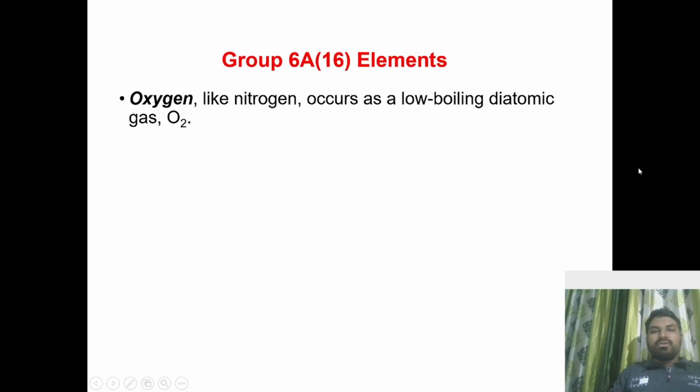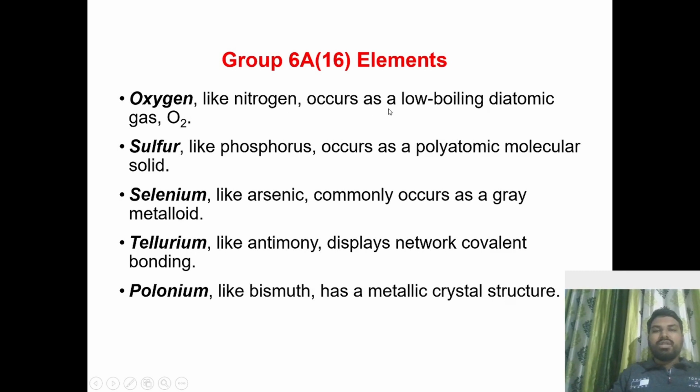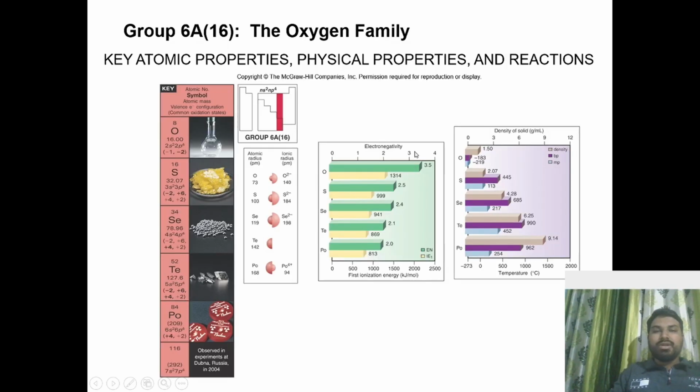Structures of group 16 elements, that is the oxygen family. Oxygen, like nitrogen, occurs as a low boiling diatomic gas, O2. Sulfur, like phosphorus, occurs as a polyatomic molecular solid. Selenium, like arsenic, commonly occurs as a gray metalloid. Tellurium, like antimony, displays network covalent bonding. Polonium, like bismuth, has a metallic crystal structure.